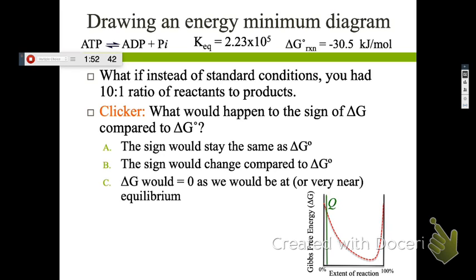That Q. So if we're at that Q value, we're crossing the red line. What's going to have to happen?